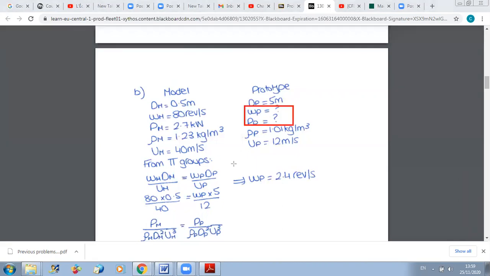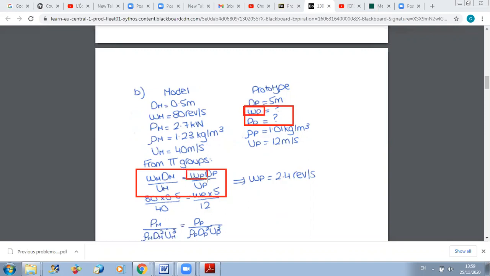So now, if I take the first group, the group of angular velocity omega, I have that omega d over u for the model should be equal to omega d over u for the prototype. Okay. And now I have all my variables, but I don't have omega p. So the only unknown in this equation is omega p.